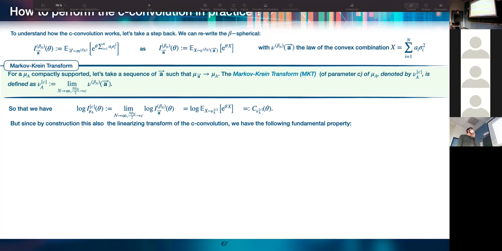So now the C convolution, as I said, I define it such that the log of this quantity is my linearizing transform. So the C convolution has the log of the C spherical integral as the analog of the R transform. But as I just said, the log of this quantity is nothing else than the moment generating function of this convex combination, taken in the large n limit, where both n goes to infinity and beta over 2 goes to some constant. So what does it mean?